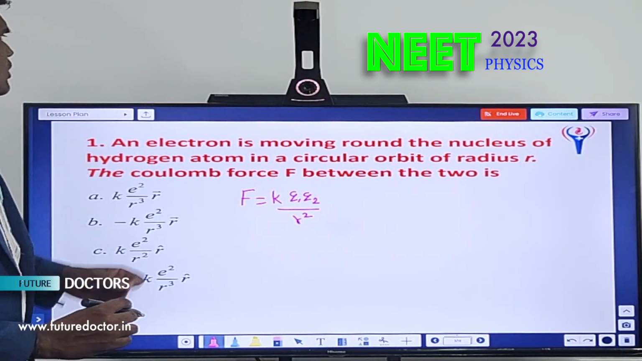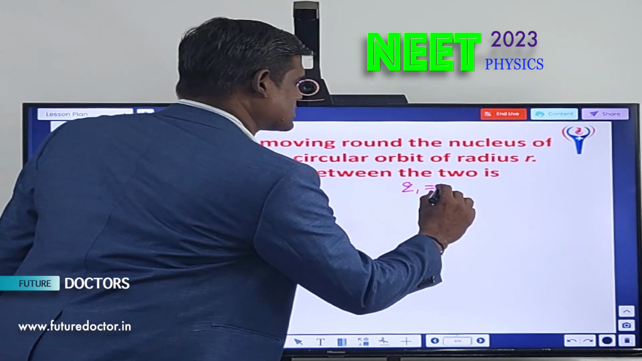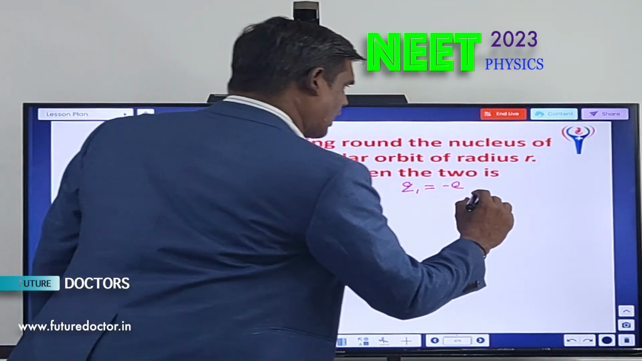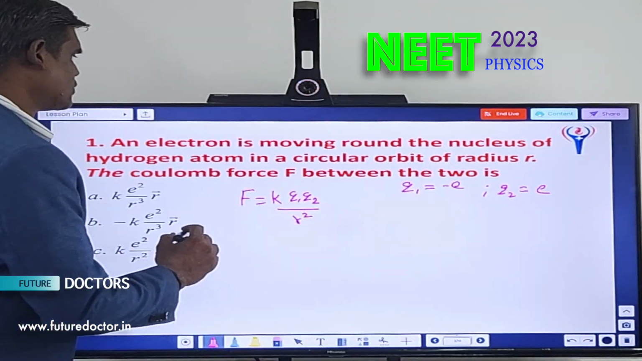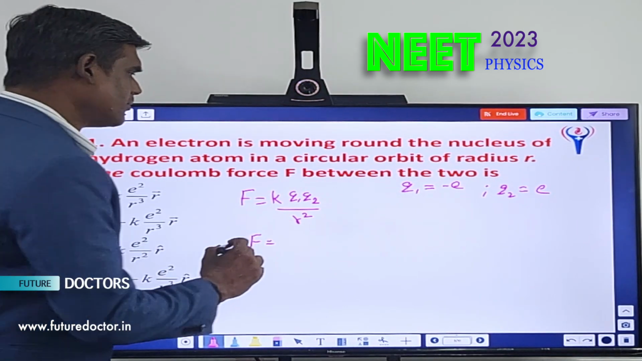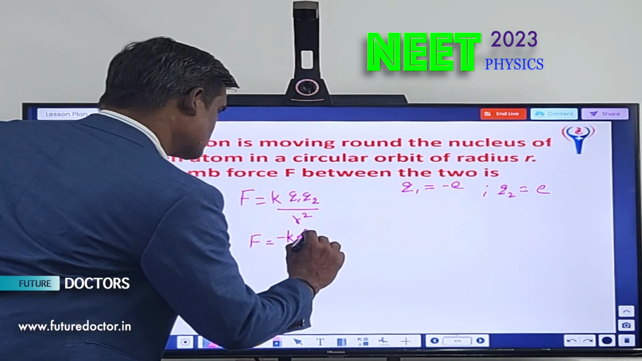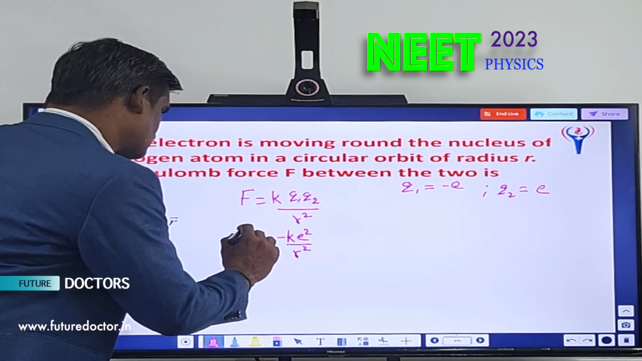And the electron is moving around the nucleus. So Q1 equal to the electron charge, which is minus E. One electron, so minus E. And Q2 is one proton, that is plus E. Substitute this. Then F equal to minus E into plus E, minus K into E square by R square. And this is a vector quantity.